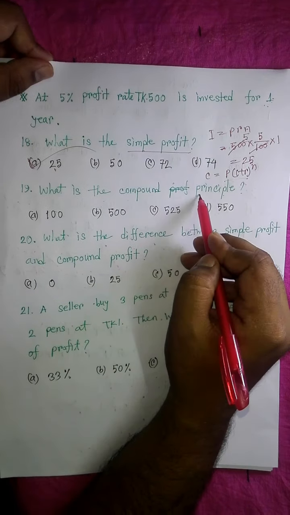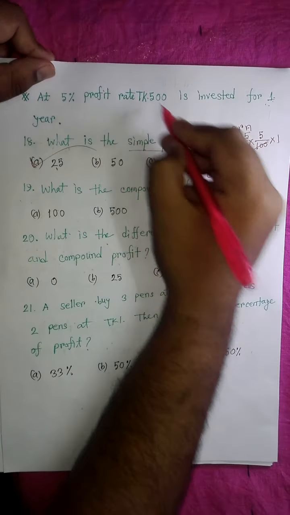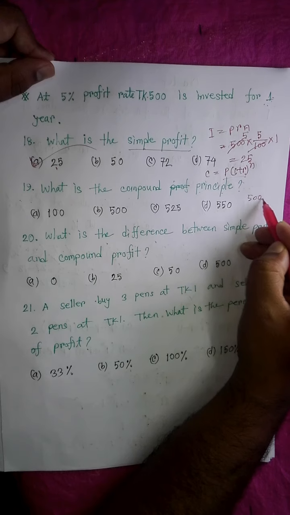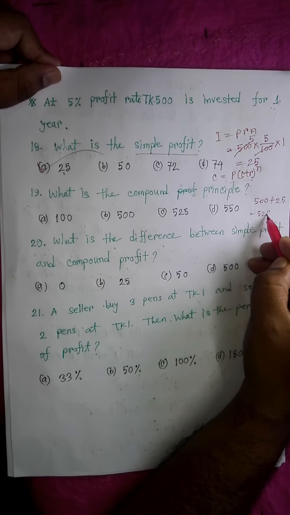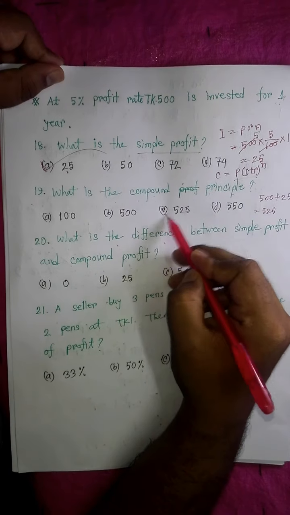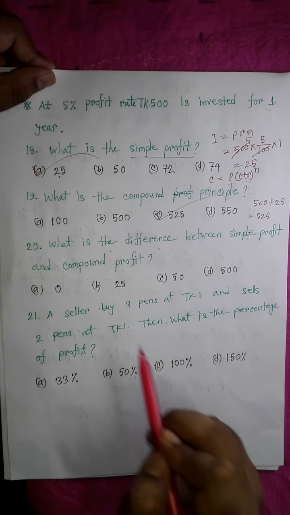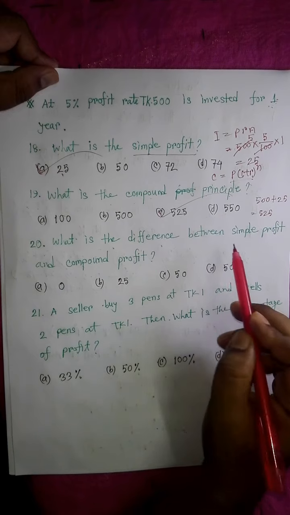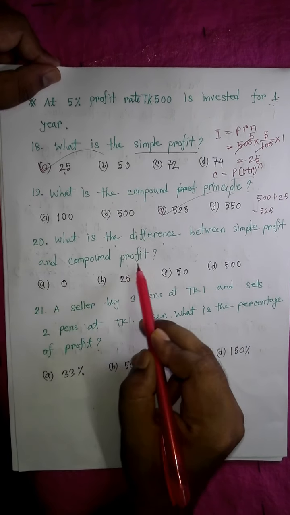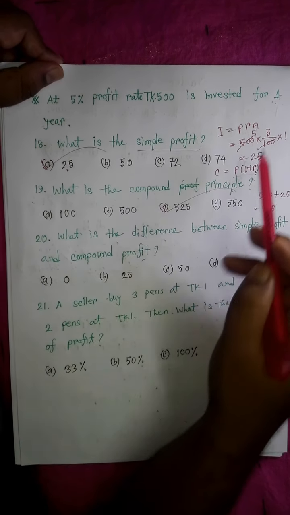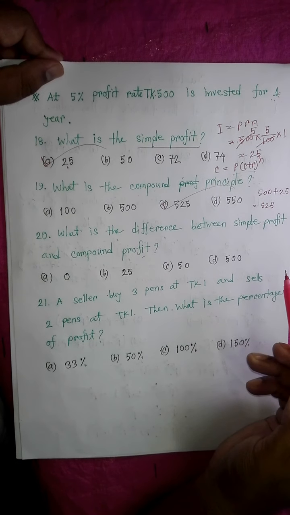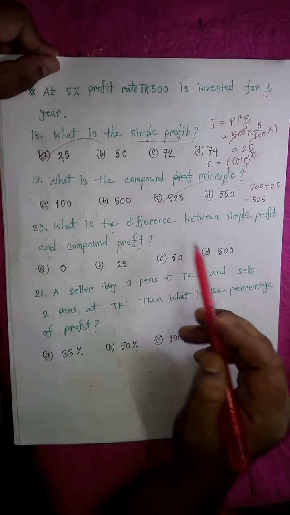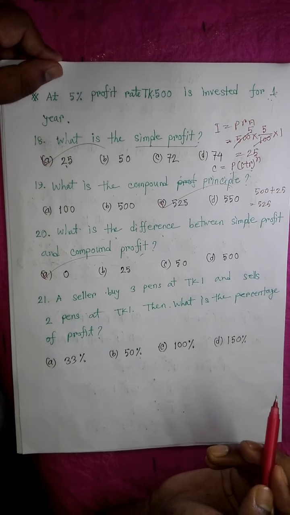So our principal is 500 and profit is 25. That is 525, which is our compound principal. Question number 20. What is the difference between simple profit and compound profit? Since the time is 1 year, so simple profit and compound profit are equal. So the difference is taka 0.